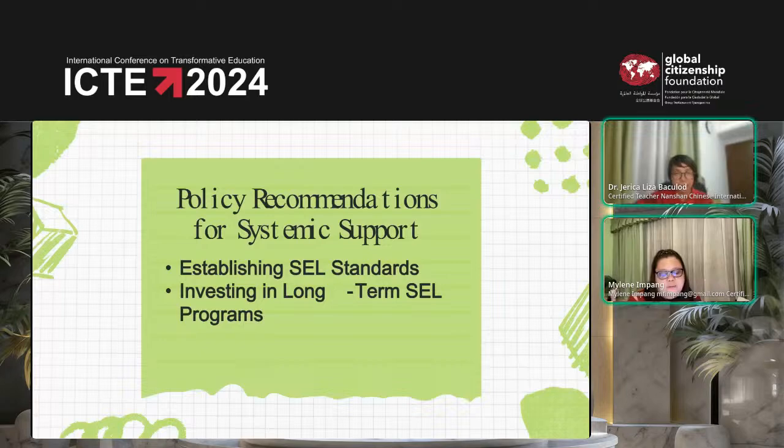Investing in long-term SEL programs. Funding SEL initiatives is key to ensuring their sustainability. Grants and funding can support resources, training, and even pilot programs that show the value of SEL. When funding SEL, we're investing in a well-rounded future of our students. All right, let's have the next slide.